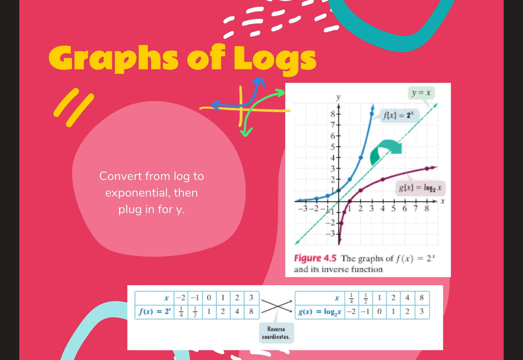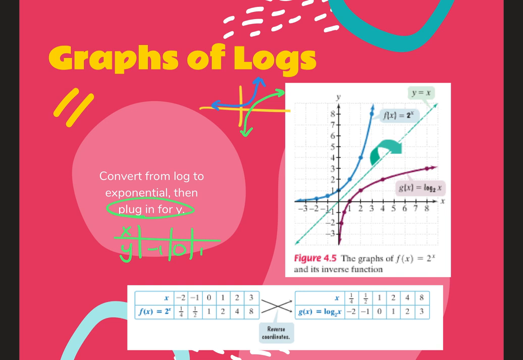The biggest thing is that when we graph logs, we plug in for y. So instead of plugging in for x, we plug in for y. And then really everything switches, but instead of having to create it as an exponential function and then switch it, we just plug in for y. So you're going to set up a t-chart just like you did with your exponential functions, but instead of plugging in for x, you're going to plug in for y. That's the biggest difference with exponential and logs.